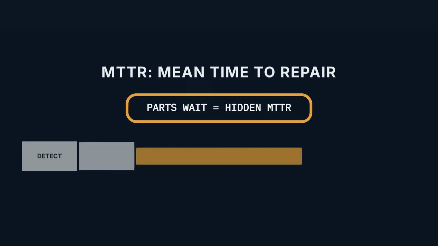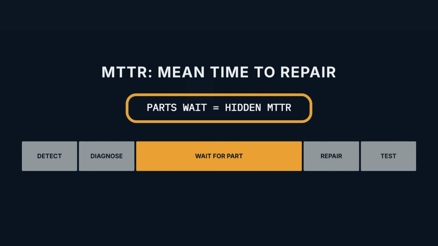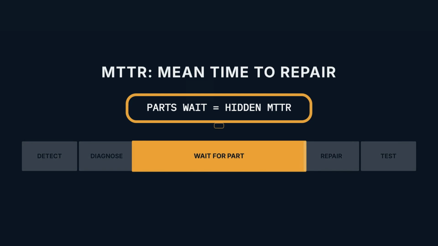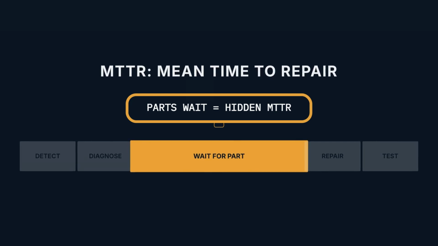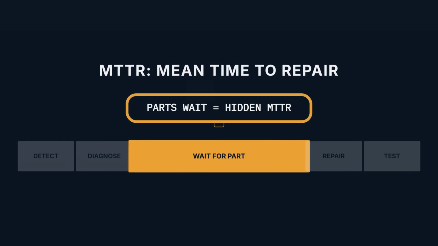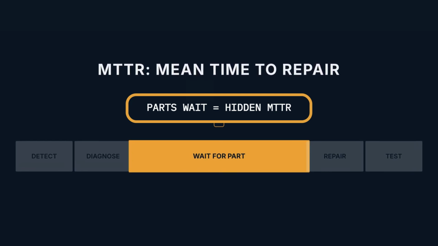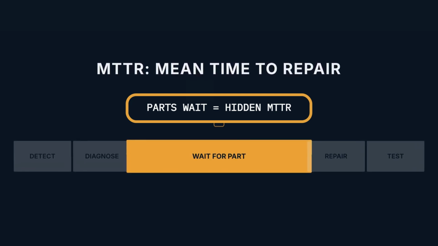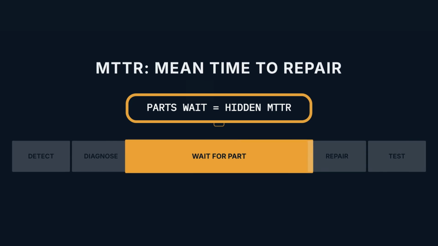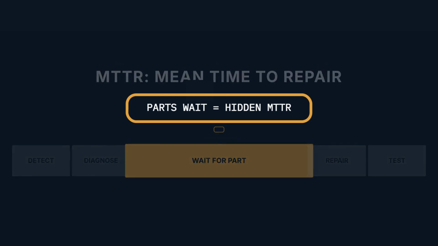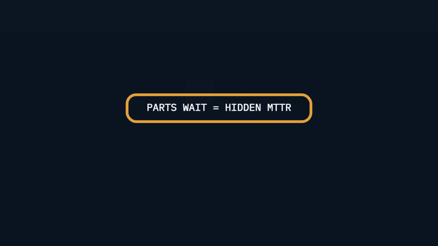MTTR, mean time to repair, measures something entirely different: recovery speed, total downtime divided by the number of repairs. And here's the detail most dashboards hide. MTTR is not just wrench time. It's detection, diagnosis, waiting for the part, the actual repair, and testing. On real sites, the largest slice of MTTR is often the part that never arrives on time.